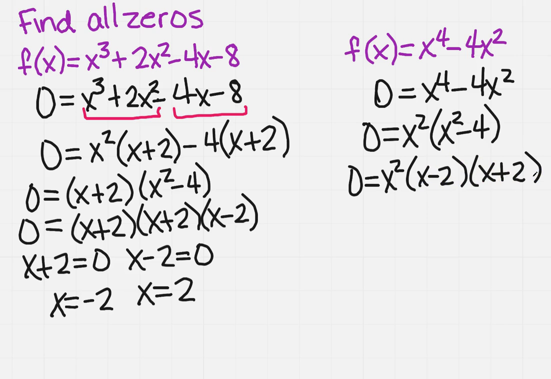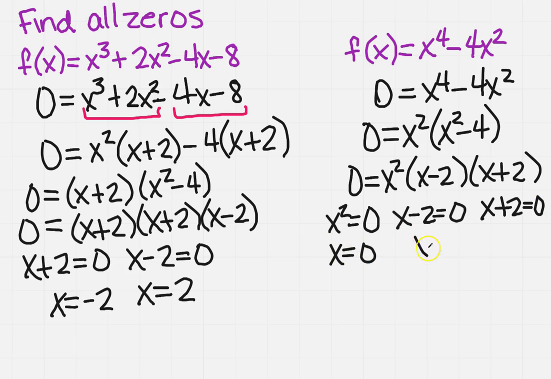Now I want to set each one of those equal to 0. So I get x squared equals 0, I get x minus 2 equals 0, and x plus 2 equals 0. So this first one's easy, x is just 0. I get x equals 2, and I get x equals negative 2. So all of the zeros for the second one are 0, 2, and negative 2.